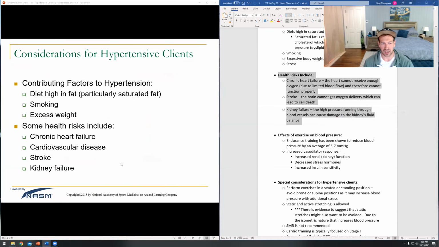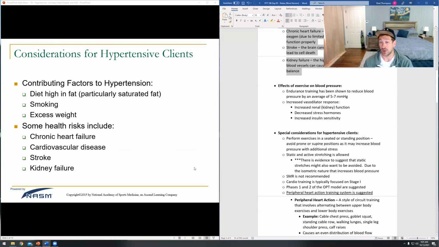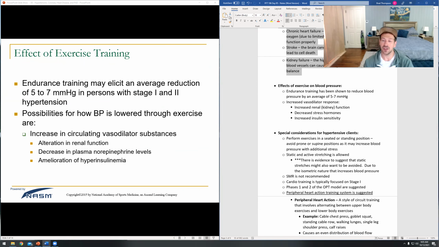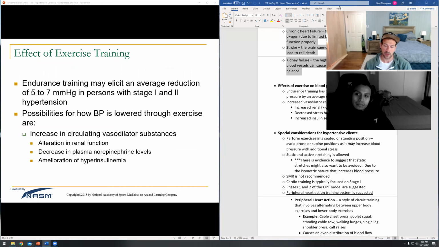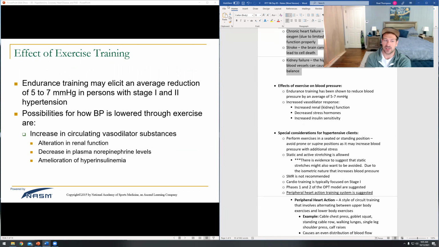So those are some of the risks associated with blood pressure. That's why it's so bad for us. But the good news, fun stuff, is that exercise has a really positive effect on blood pressure almost immediately. It's one of the fastest positive effects that we have. Particularly endurance training has been shown to reduce blood pressure by an average of about 5 to 7 millimeters of mercury, 5 to 7 units there. So if you were at like 135 over 85 or something like that, this can have a really positive effect in just a little bit of time.